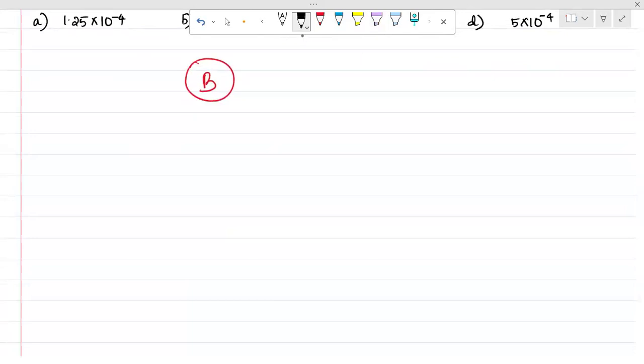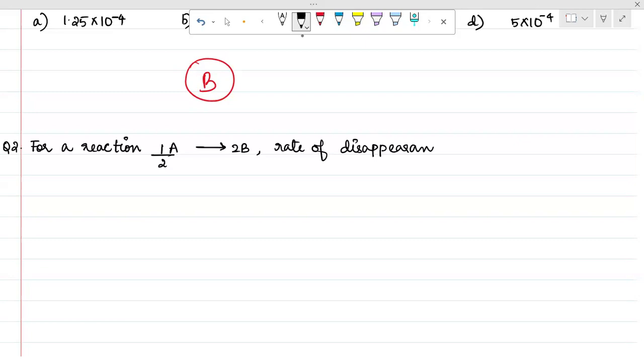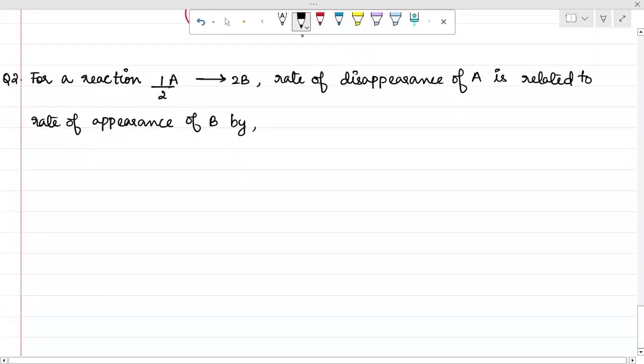Okay? One more question, please. For a reaction, 1 by 2 A giving 2B, the rate of disappearance of A is related to the rate of appearance of B by... Okay, it's a good question.